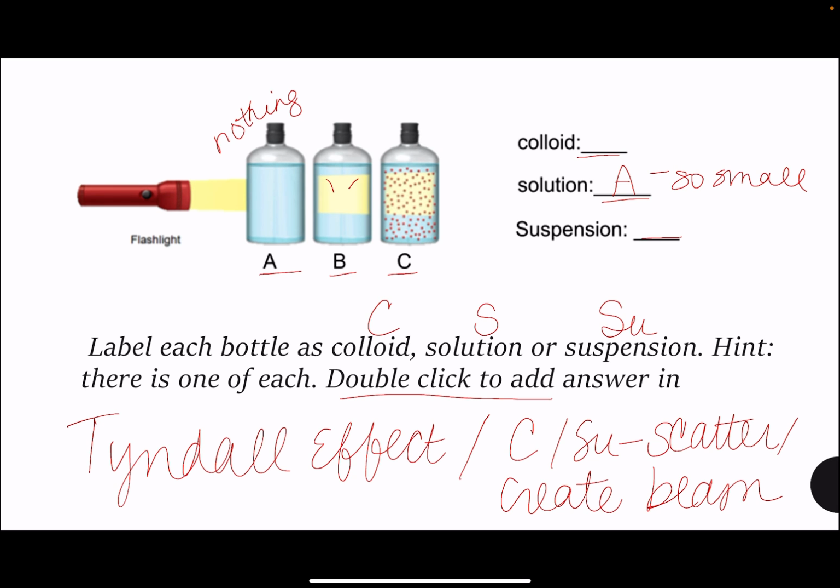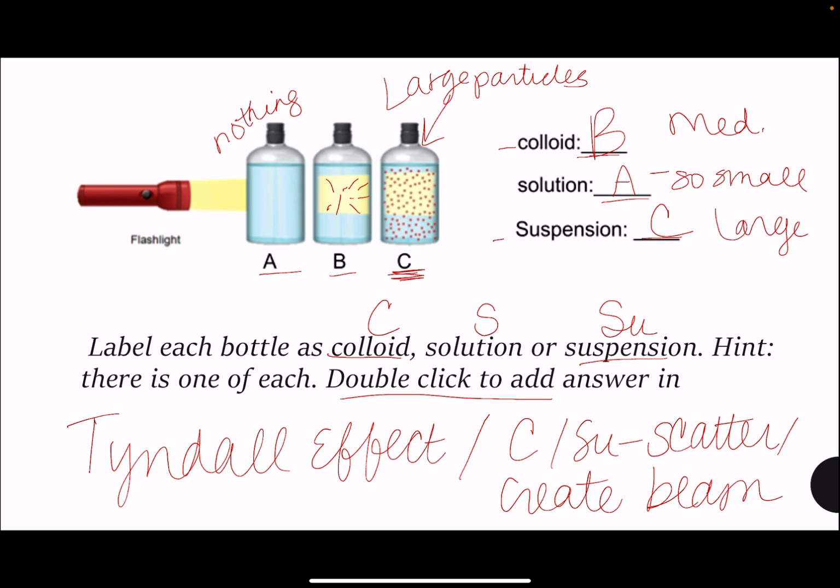Now we see scattering and a beam in the second one in B, so that could either be a colloid or suspension. Now the big hint of C is that there are large particles, so we have to ask ourselves which one has larger particles, our colloid or our suspension. And we'll see that our suspension has larger particles, so that's going to be C, and then that means B would be our cloudy colloid with its medium particles there.